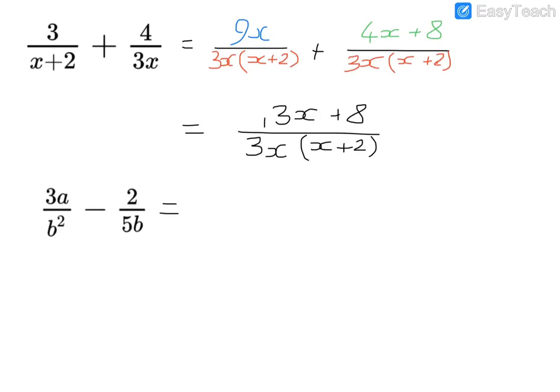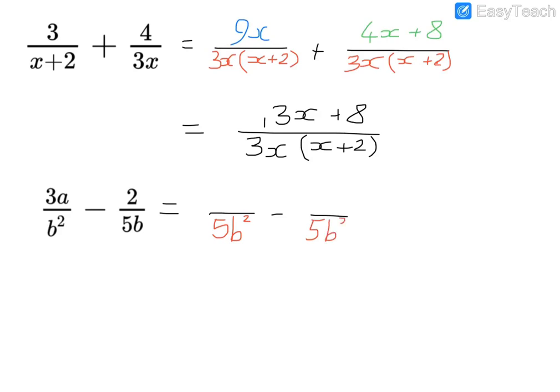First thing, same as before, we need to come up with a common denominator. And so we've got algebra in our denominators again, so we could do the same as we did up here, but I reckon there is a little bit of a shortcut. If we think about what could be a common multiple of b squared and 5b, I reckon 5b squared would work as a common denominator.